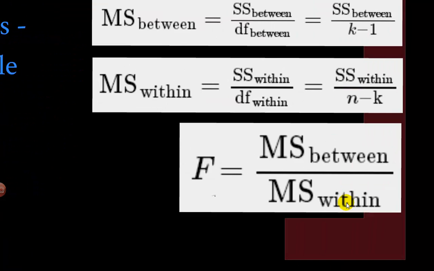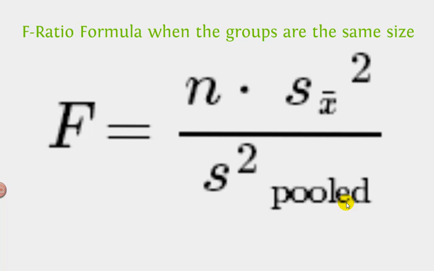And if the groups are the same size, there's a simpler way to do it. We take the variance of the means, multiplied by n, and divide that by the variance pooled, which is just the average of the variances that we've been given, and that gives us our F value.